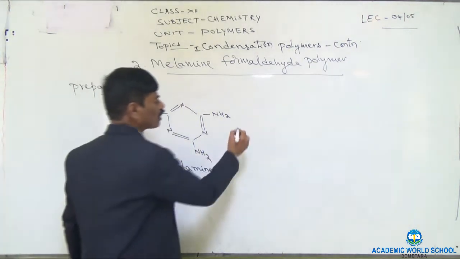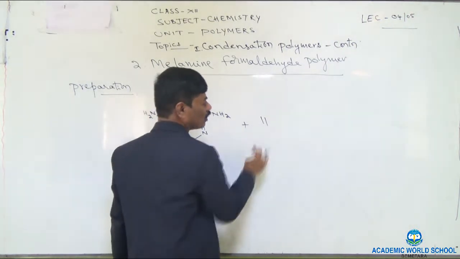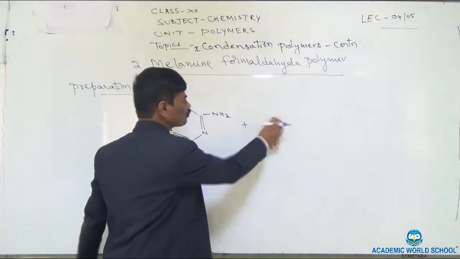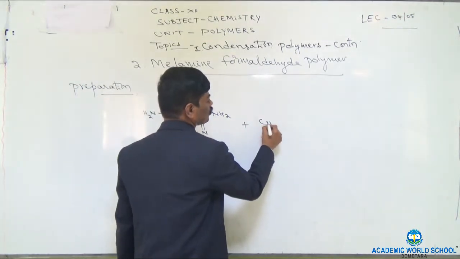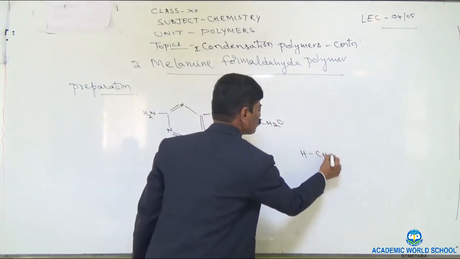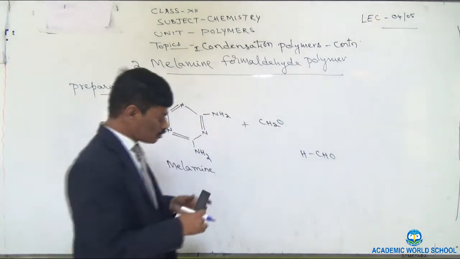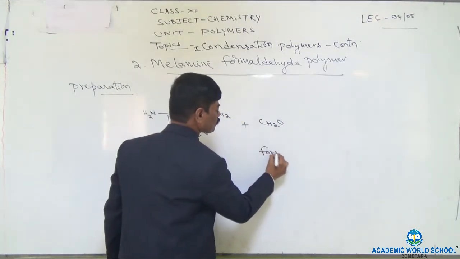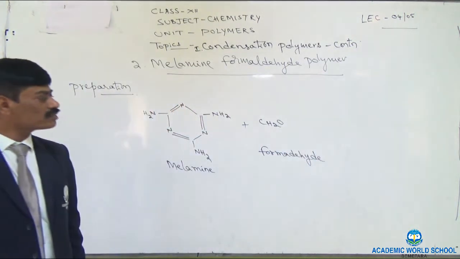Next is formaldehyde. HCHO is its formula, and we can write this in another way also. We can write CH2O. See, H CH: two hydrogen atoms, one carbon atom, one oxygen atom. So that is formaldehyde. Its IUPAC name is methanal.